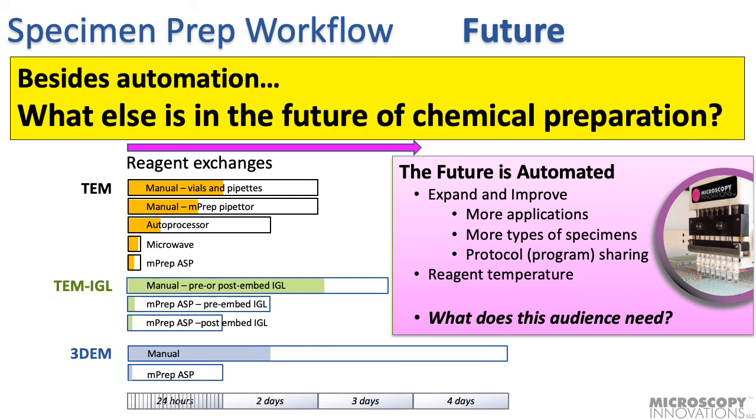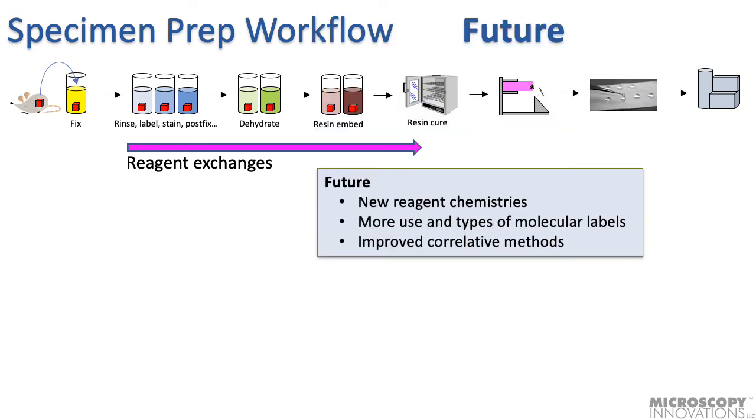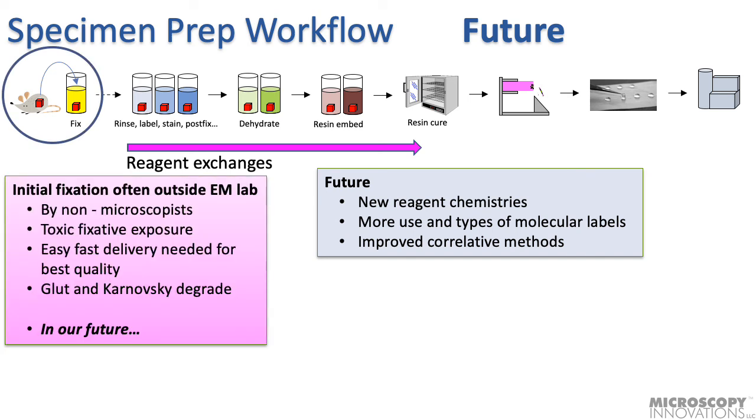And besides automation, what else? Where do I see the potential? So I believe that there'll be new reagent chemistries, more use and types of molecular labels, improved correlative methods, and I see the initial fixation as a very real problem because it's often done outside the EM lab. And this is something that I hope to be telling you about in the near future.